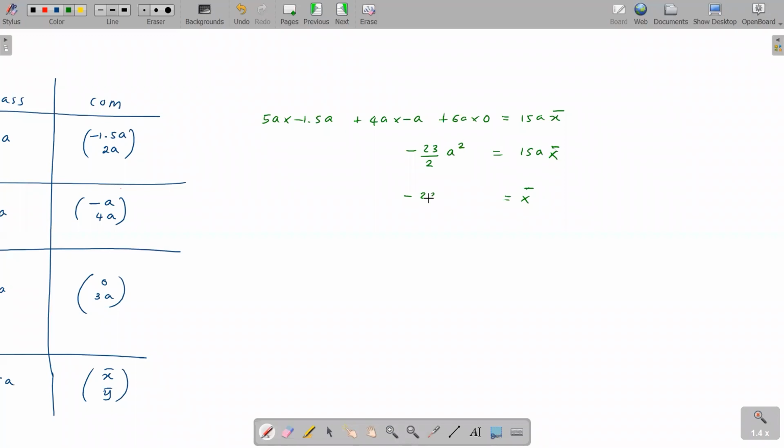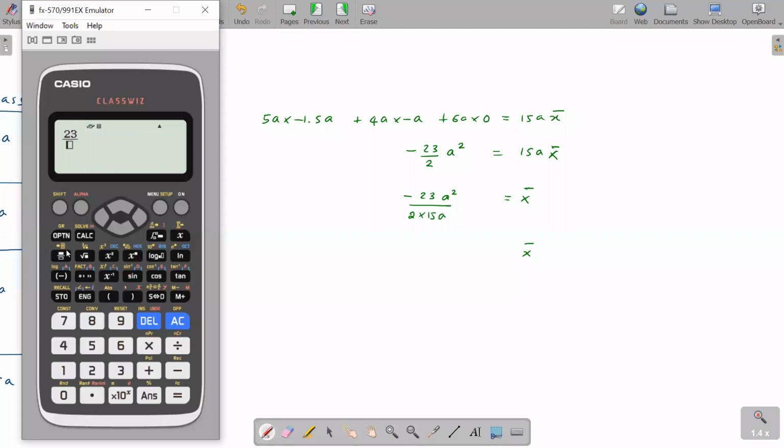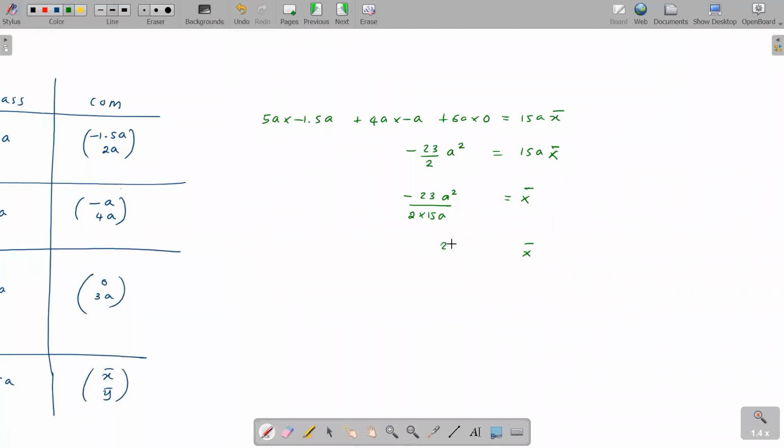So minus 23 over 2 times 15A, 23A square. So how much do we get here? 23 over 2 times 15, and I get 23 over 30. A, a single A will cancel out here, minus 23 over 30A.